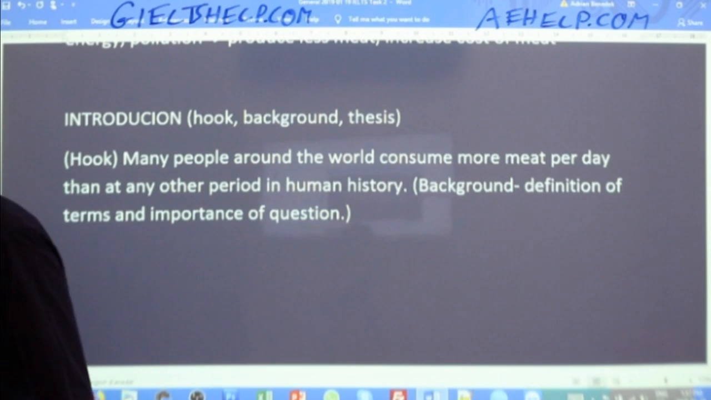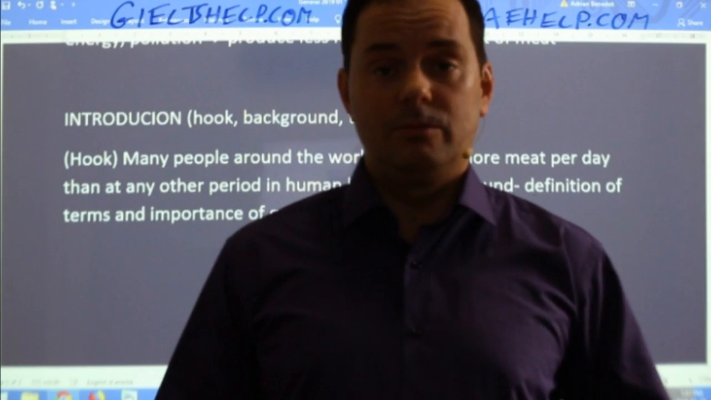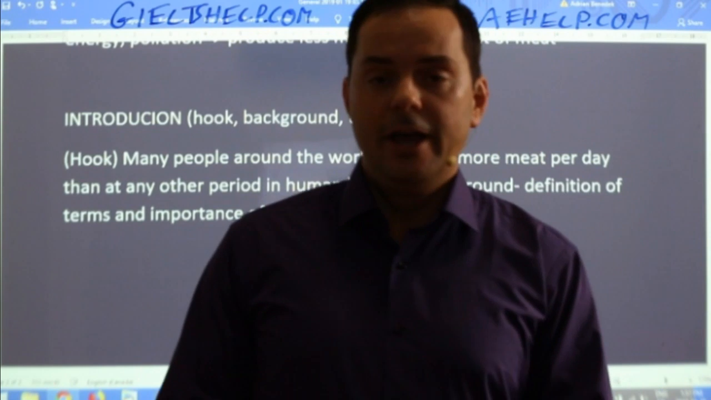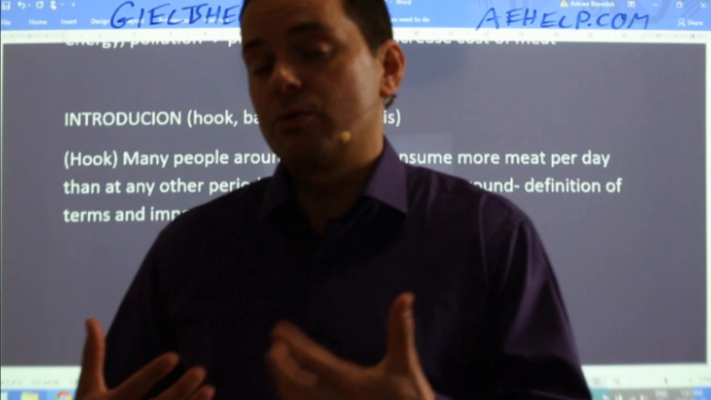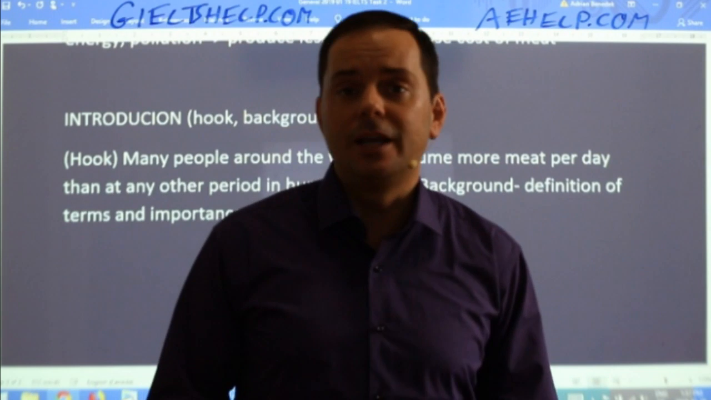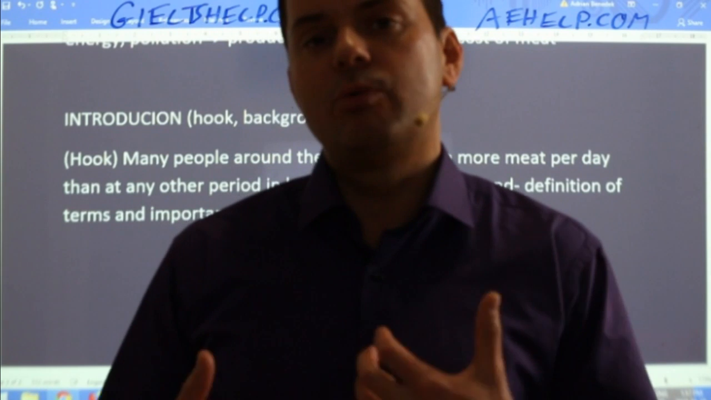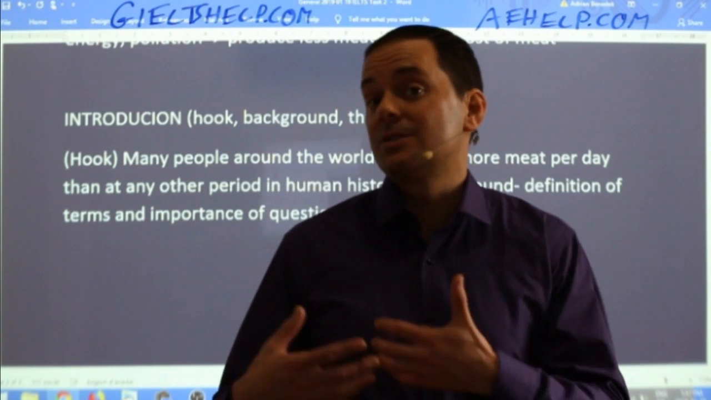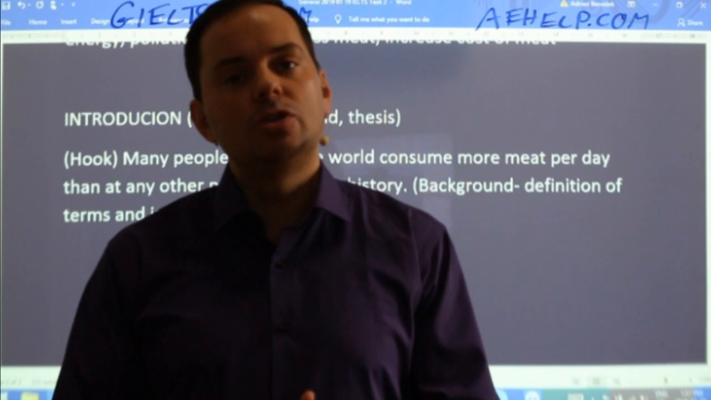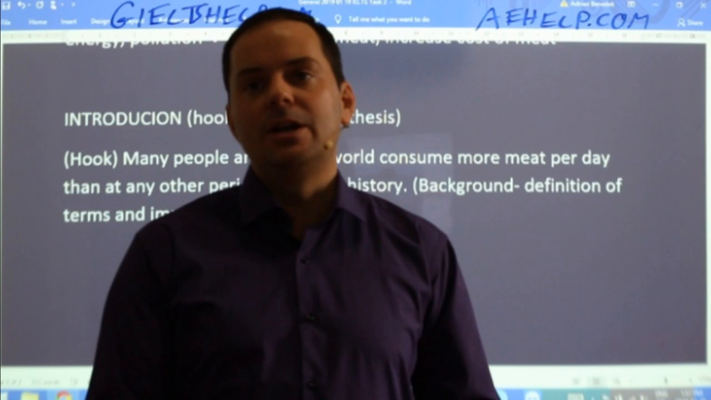Okay, so you need to tell your reader, well, what do you mean meat, animal protein, and what do you mean too much? So 2, 3, 4 times each day. And why is this question important? Well, it's important for the future of human society. So that's what you need to explain in 2 clear sentences for your reader in the background.